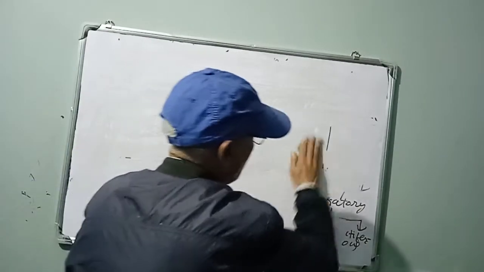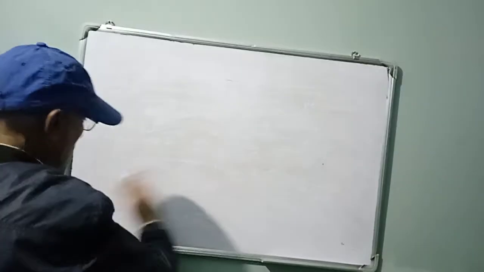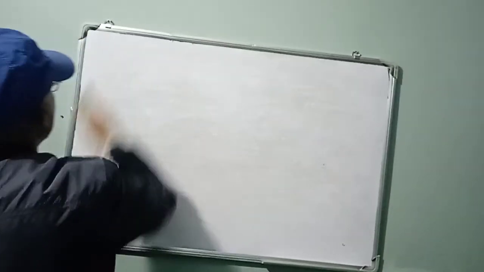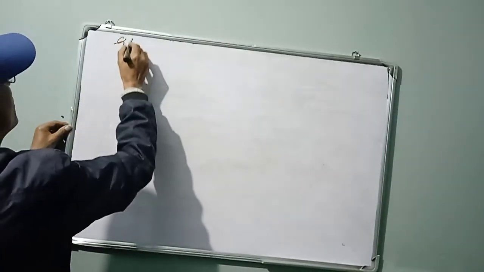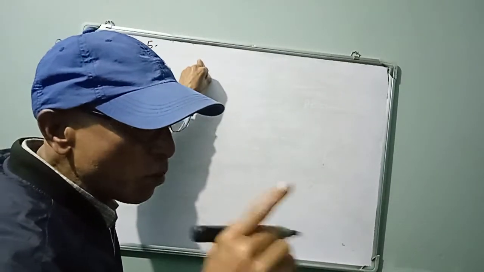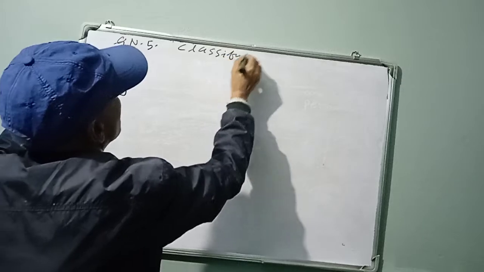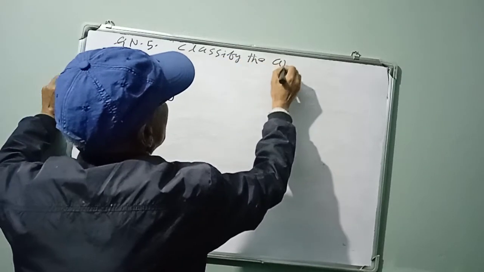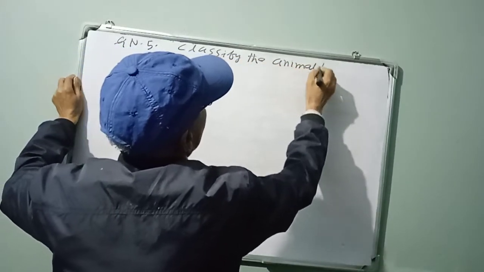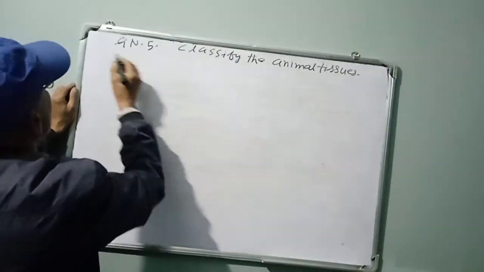Question number 5. This is the last for today. Question number 5. Sometimes very simple questions can be asked. Name 4 types of animal tissue, or classify the animal tissues. How many types of animal tissues are there?